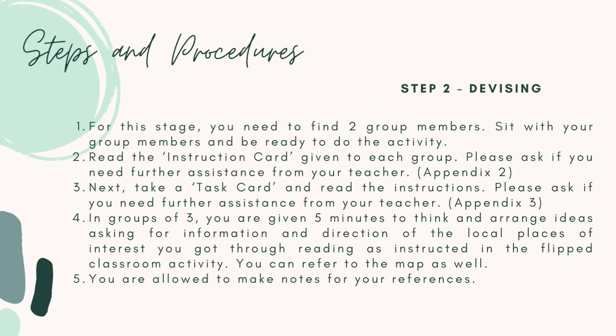Step 2, devising. For this stage, students will sit in a small group. There are 3 of them, so they have to find 2 group members. Then they will be given an instruction card. They have to read the instructions, and if they don't understand, they can ask their teachers for assistance. Next, they will take a task card and read the instruction as well.